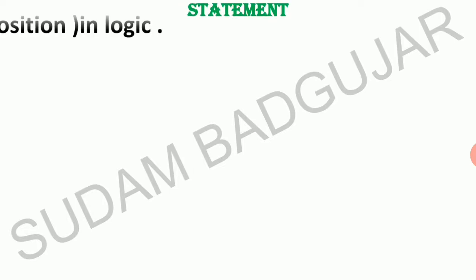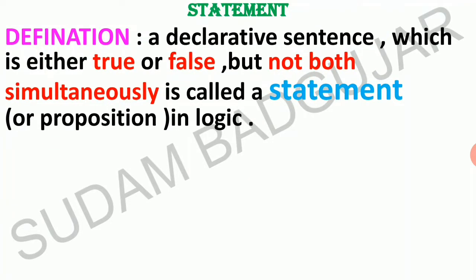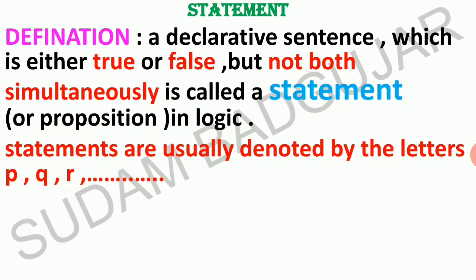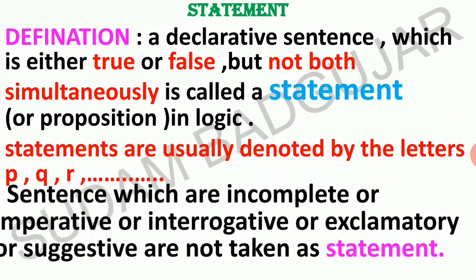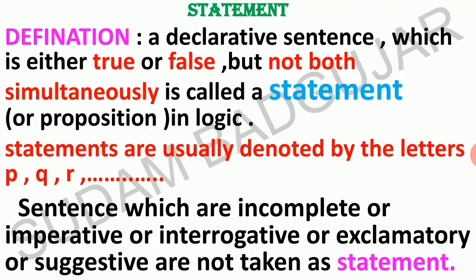First point is statement. Definition of statement. A declarative sentence which is either true or false but not both simultaneously is called a statement, or is also called a proposition in logic. The statements are usually denoted by small letters, that is small p, small q, small r, etc. Sentences which are incomplete, imperative, interrogative, exclamatory or suggestive are not taken as statements.